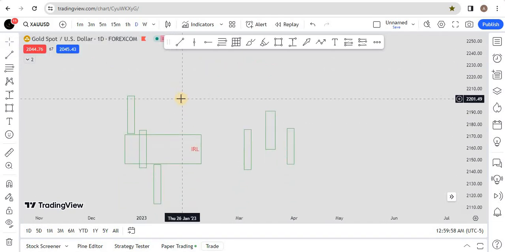So price seeks only two things: liquidity. We have two types of liquidity: internal range liquidity and external range liquidity. So what is liquidity? Liquidity is an area where buy and sell orders reside, that will execute as a retail idea.